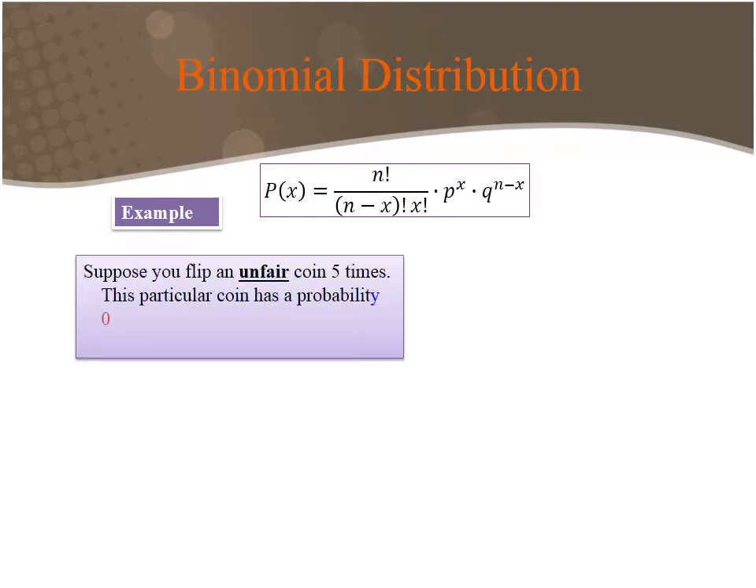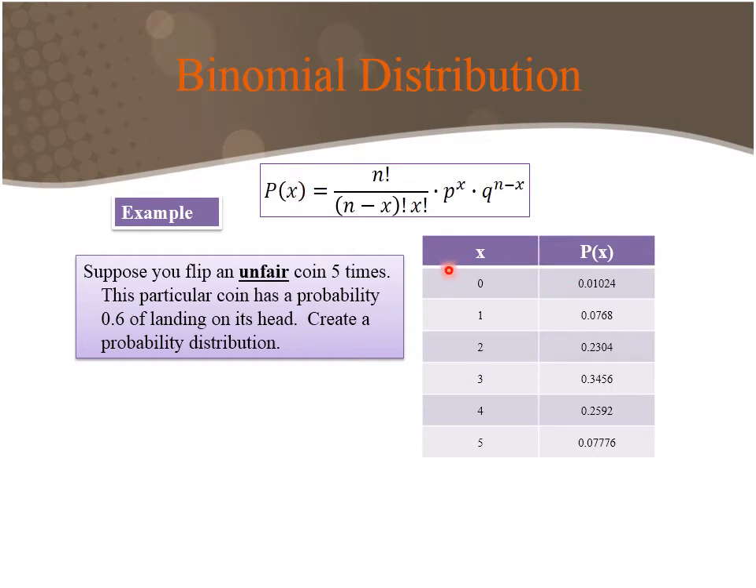So suppose we flip an unfair coin 5 times. Now we're going to say it's unfair because the probability of getting a head is not 50%. Suppose in this case it's 60%, or 0.6 probability of landing on its head. Now let's create a probability distribution.